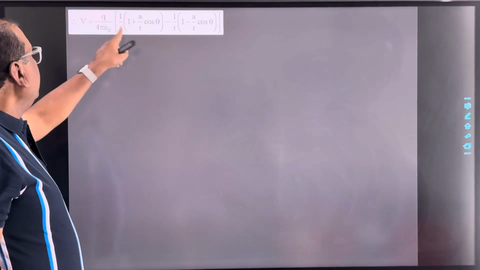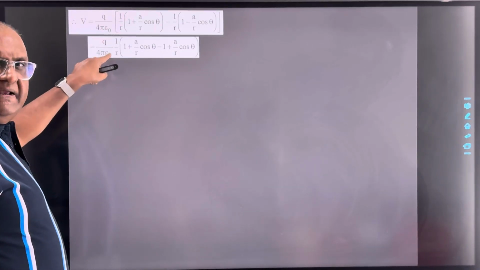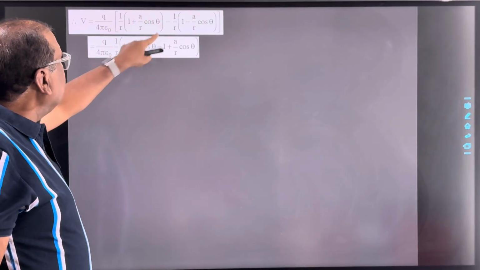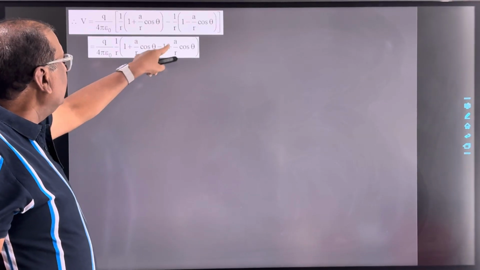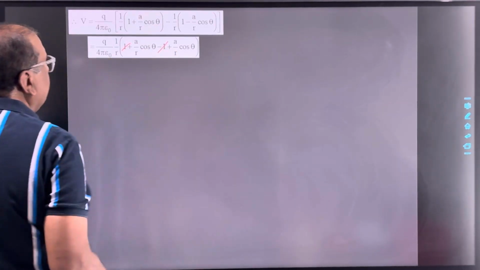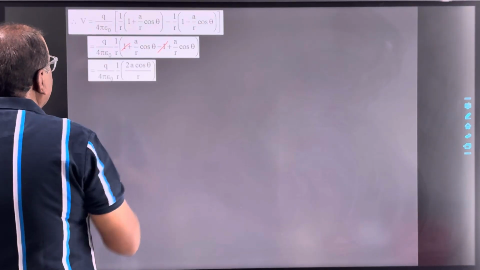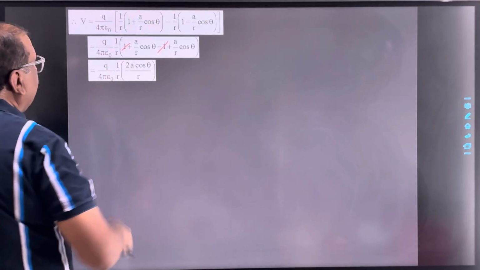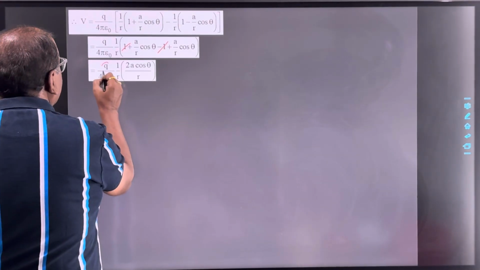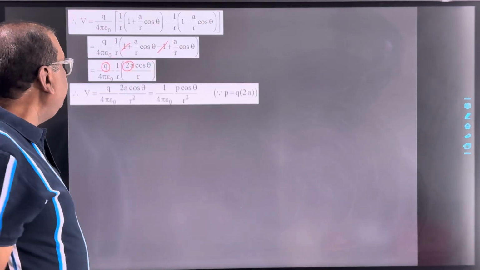Now if we take 1 by r common here, then we can write q upon 4 pi epsilon 0, 1 upon r, (1 plus a by r cos theta minus 1 plus a by r cos theta). Now this 1 will be cancelled. A by r cos theta two times. So q upon 4 pi epsilon 0, 1 upon r, 2a cos theta upon r. But q into 2a, that is called the dipole moment P.